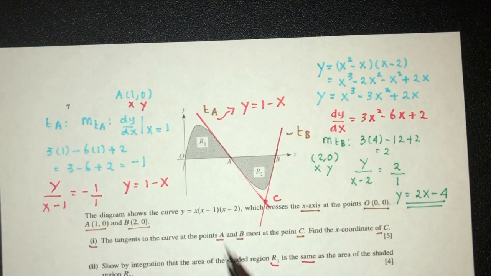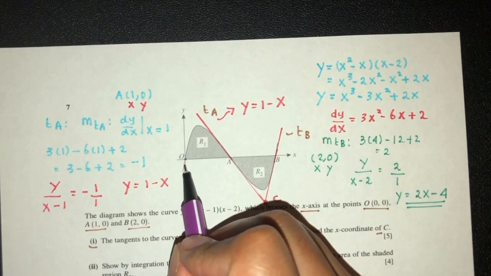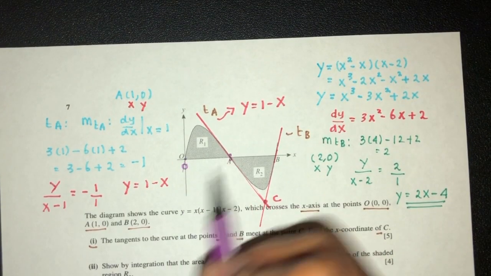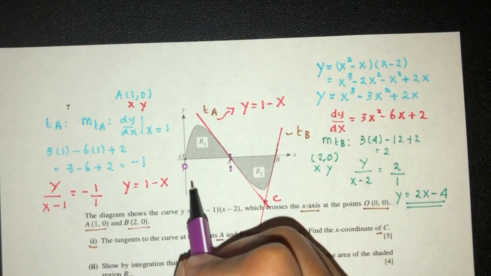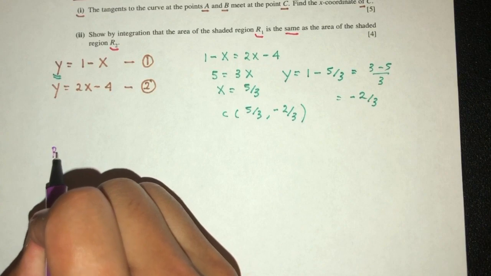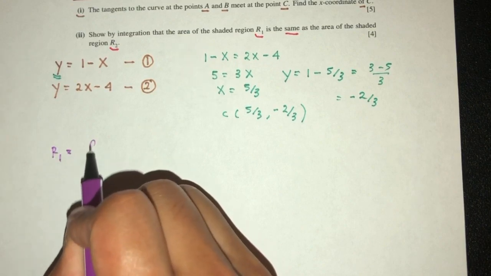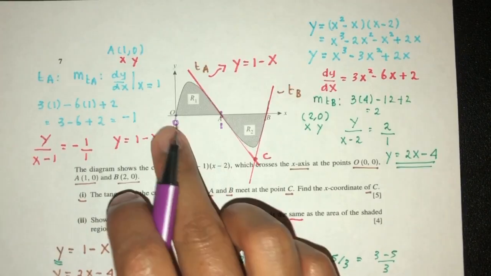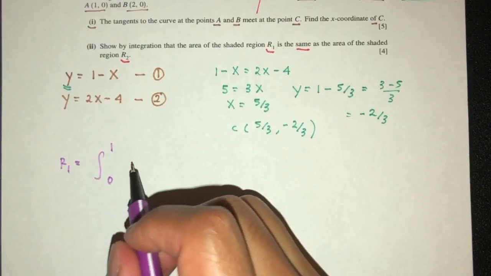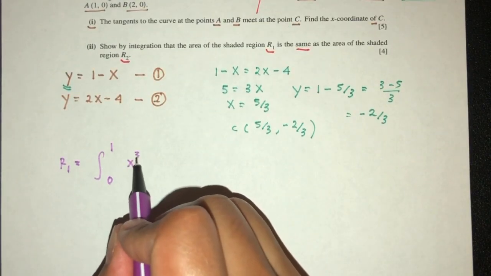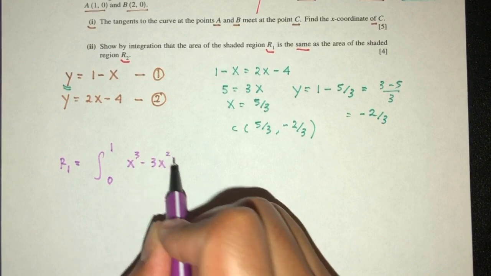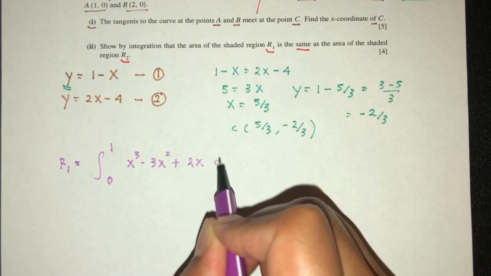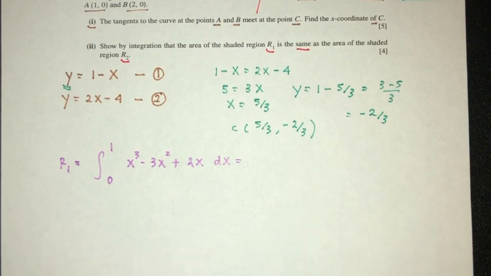So to find R1, it is the area between the point here, which is 0, and the point A here, which is 1, 0. This is 1. Limits is 0 to 1. Let's find R1 first. Again, it is the area under the curve, with limits 0 to 1, as we can see right here. And the equation of the curve was found to be this, x squared plus 2x, with respect to dx. Now we just have to simplify.